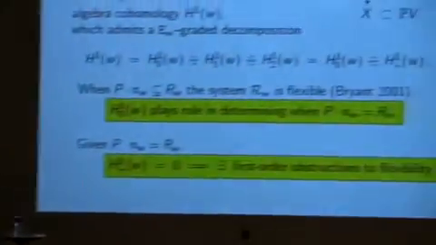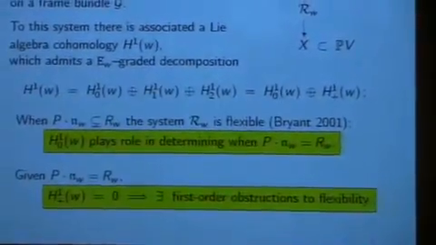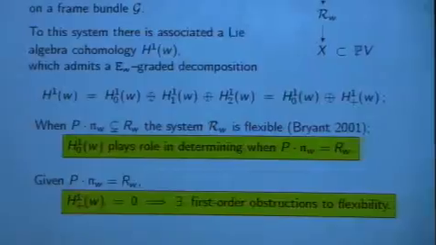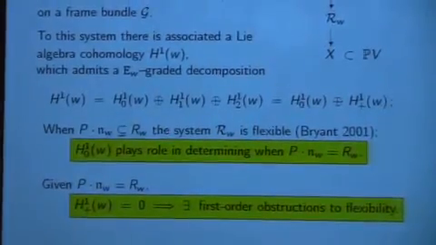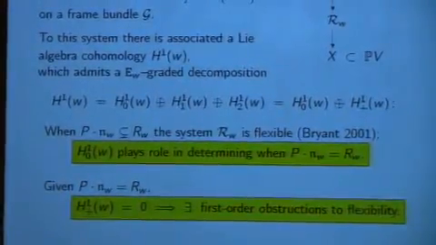Let's see. Yes, but that won't happen. This is always non-zero. But if this vanishes, then I get rigidity, if the positively graded component vanishes. So let me say a little something about how we compute this Lie algebra cohomology to get to those two yellow boxes.